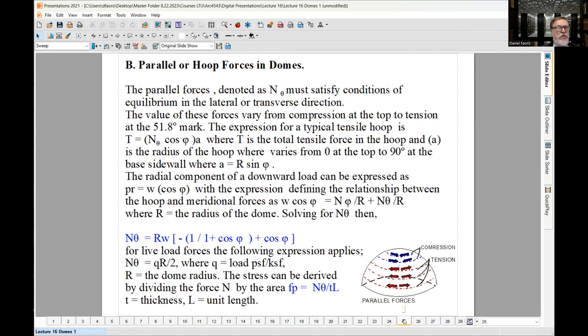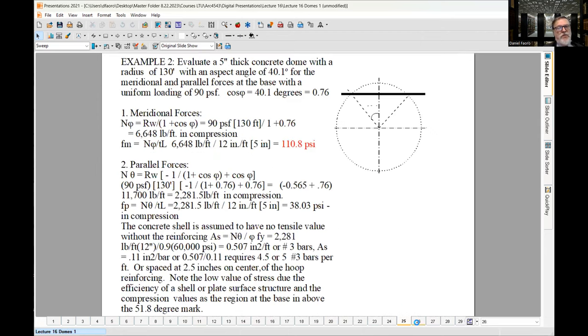Our parallel or hoop forces, N sub θ, are shown here. RW times negative 1 over 1 plus cosine φ plus cosine φ, the larger expression. Our N sub θ is W, or QR divided by 2. Again, PSF or KSF for loads. And our stress value, N sub θ divided by T times L. Again, L is always 12 inches, and T is always the dome thickness. So we can get our compressive stresses, and tension stresses as well, whether we're talking about parallels or hoops.